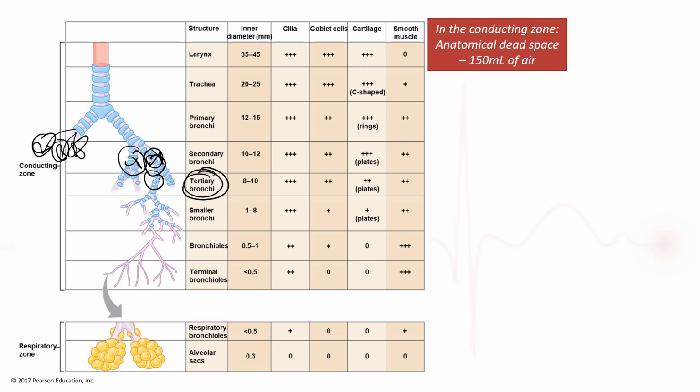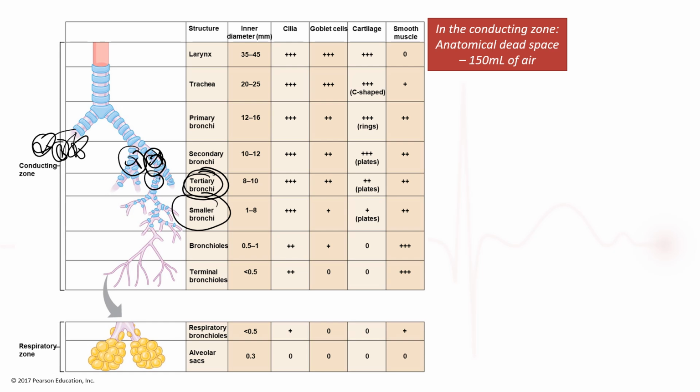What's going to happen now to the tertiary bronchi? The tertiary bronchi are just going to keep branching, and branching, and branching. And beyond the tertiary bronchi, they really stop being named anything. They just call them smaller bronchi in your text. There are at least 24 orders of branching.